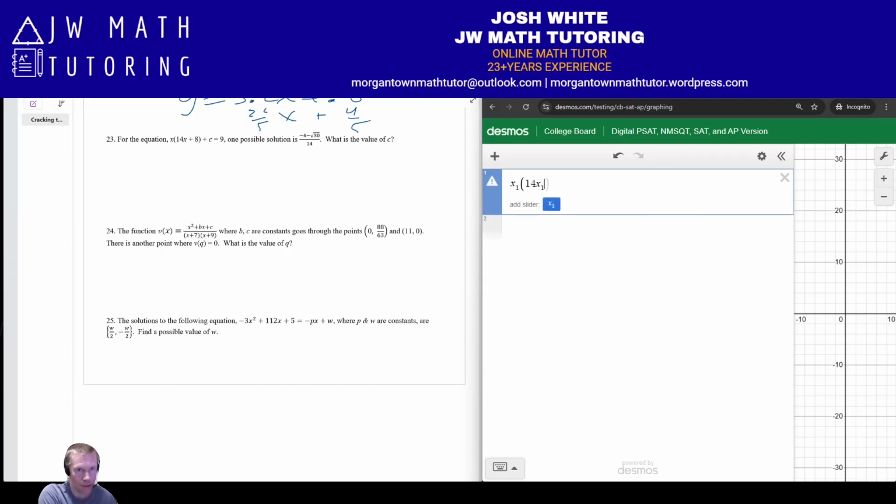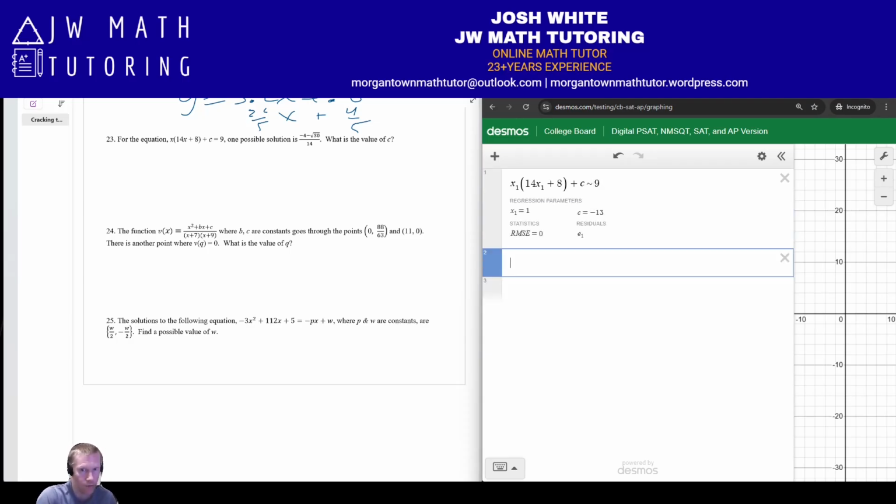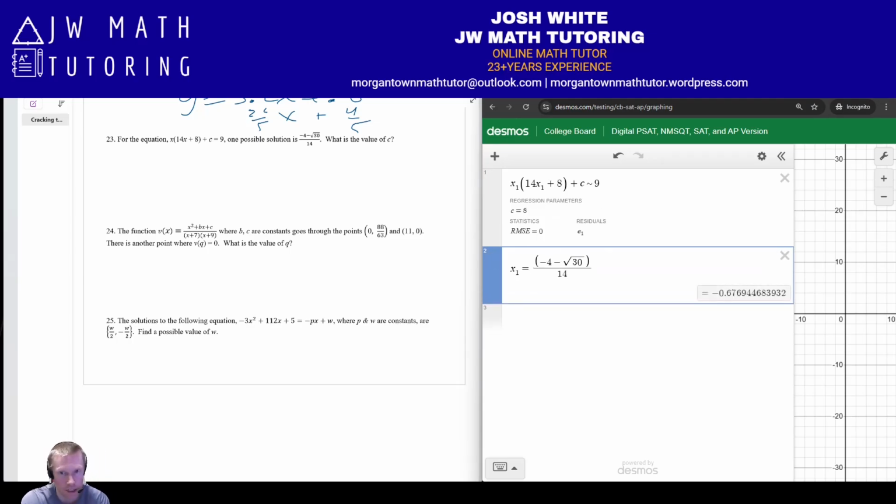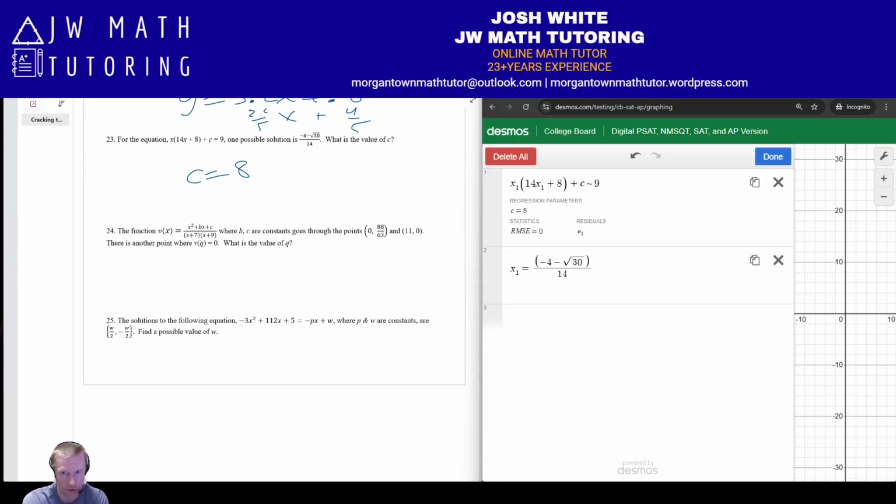All we have to do is type in a regression statement with the c, set it equal to 9, and then we can go ahead and set x1 equal to the solution that we are given. So just type that whole thing in. Notice it now gives me the correct answer of positive 8. So c has to equal 8, and that's it. Again, we can do this entire thing in Desmos in a matter of seconds.